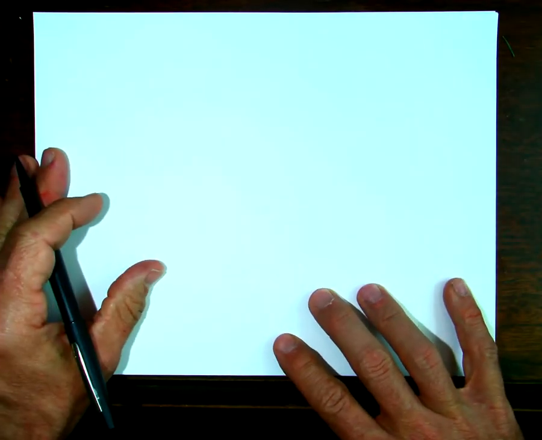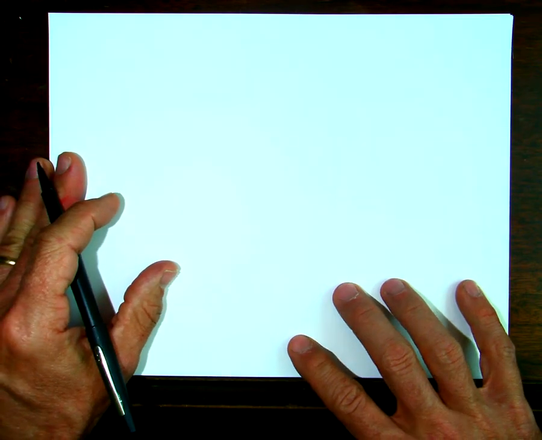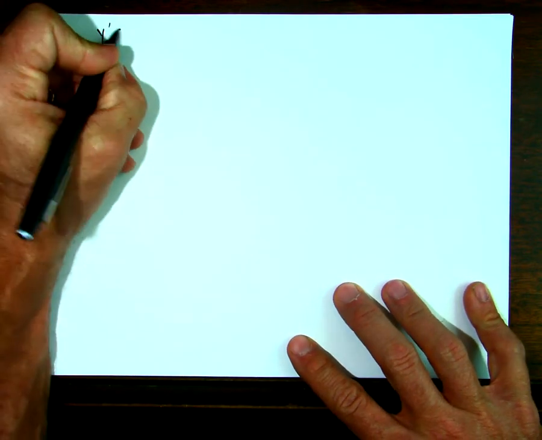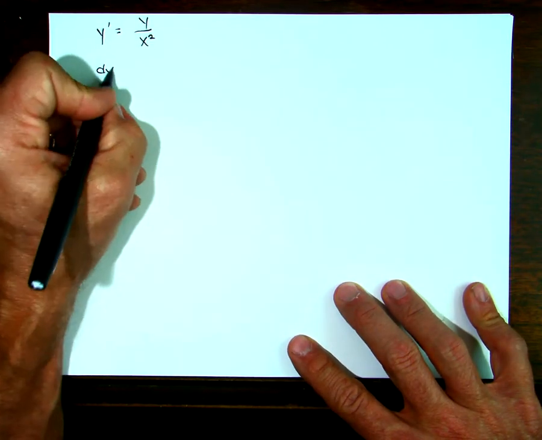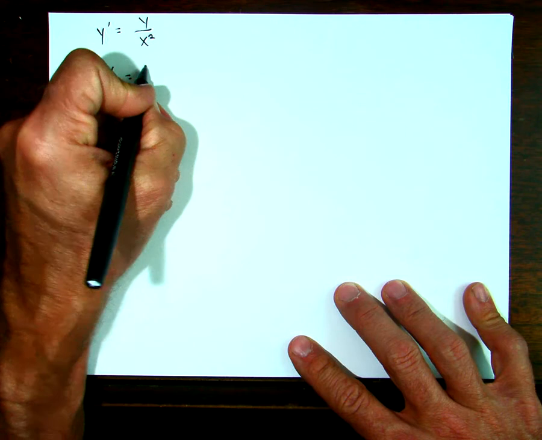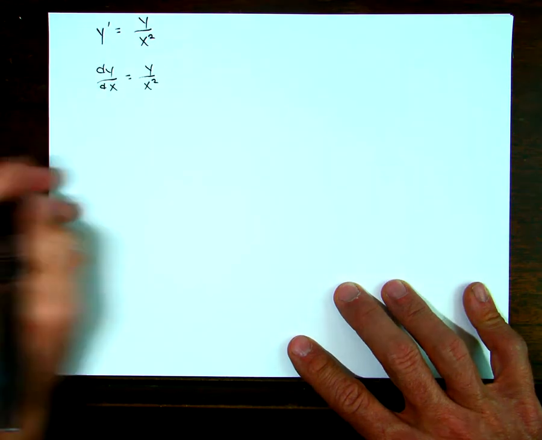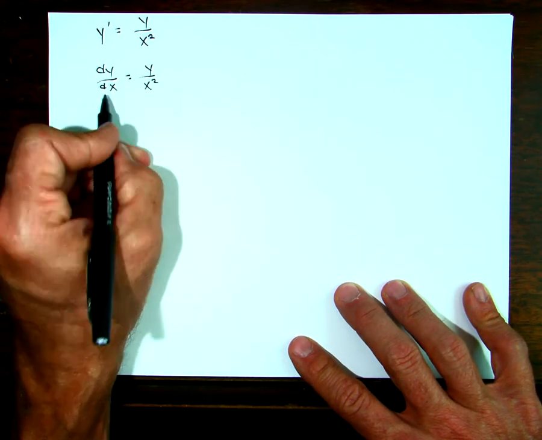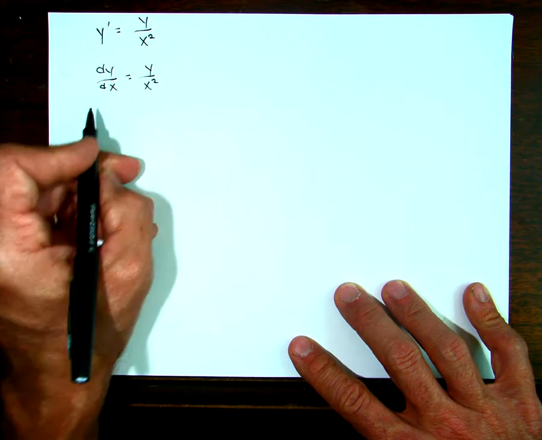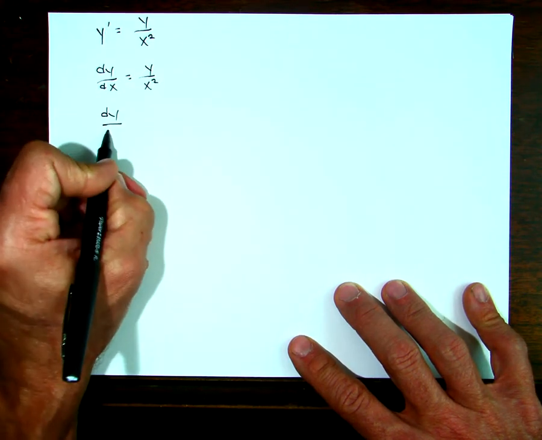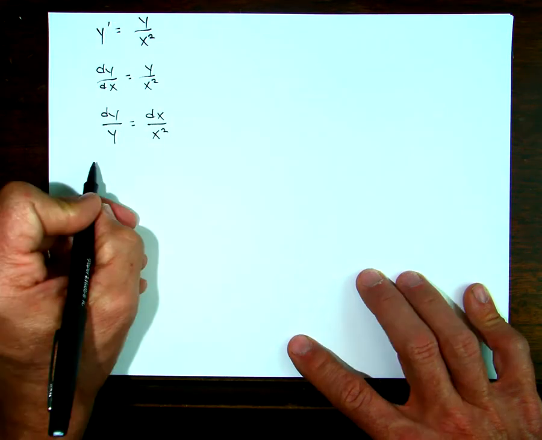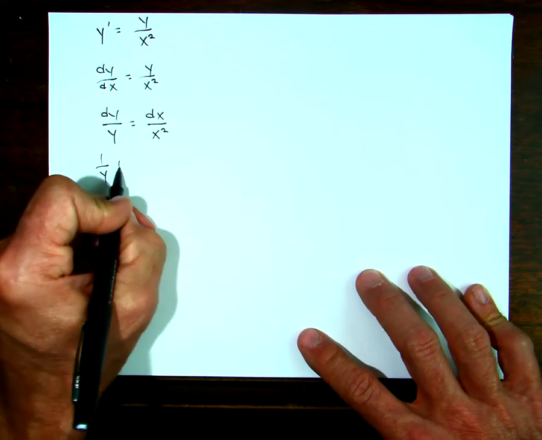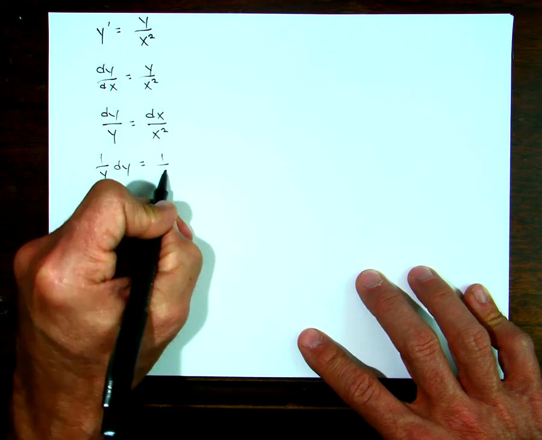All right, how about, make sure we're centered here, y prime equals y over x squared. So again, first thing I'm going to do is rewrite this as dy dx equals y over x squared. So if I multiply through by dx to get it over on this side, and then divide through by y, I end up with dy over y equals dx over x squared. And it might be easier to see that as just 1 over y dy equals 1 over x squared dx.